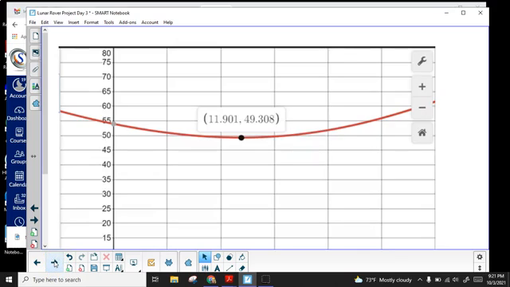And if you remember about parabolas, they have a vertex, which is a minimum point. And this right here is the actual lowest, this is the minimum point for this formula at 11.901, 49.308. So if you got something that was lower than that, you probably did something wrong on your math. Because this is the absolute lowest minimum distance that we can get.